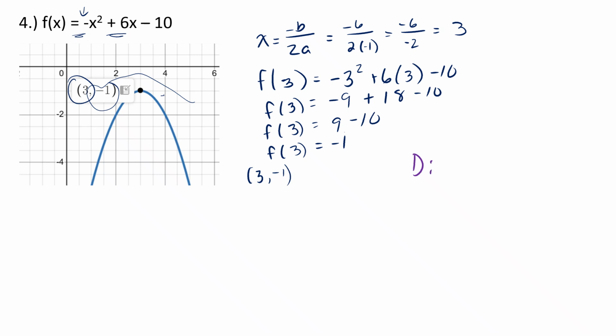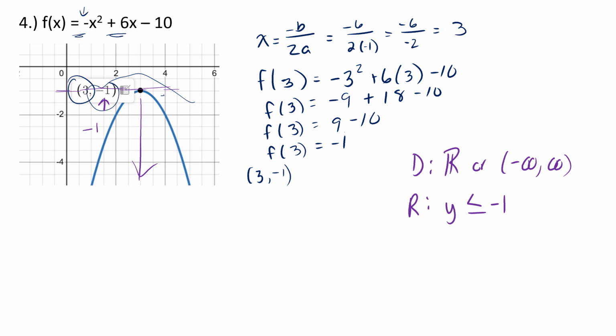Domain, please do not overthink this. It's all real numbers, or everything from -infinity to +infinity. And my range this time is maxing out at that -1. That is the highest it can be. And then it goes downward from there. So downward would be less than the -1, but it could also be equal to the -1, because when 3 is in that input position, -1 is in the output position.